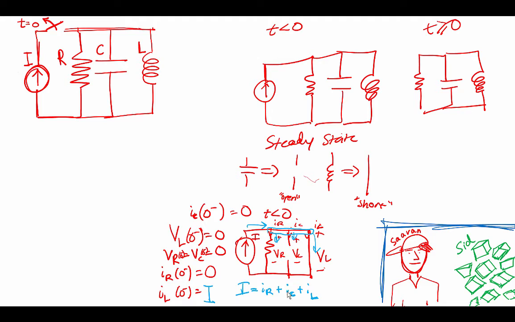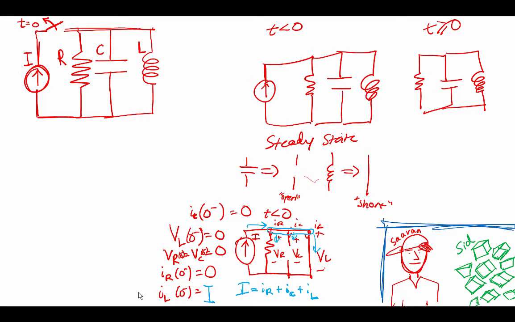Great. Because therefore IL has to be equal to I. Awesome. So now we have our initial condition. What about the second initial condition? What would you do for that? We have two components that sort of give us our initial conditions here.